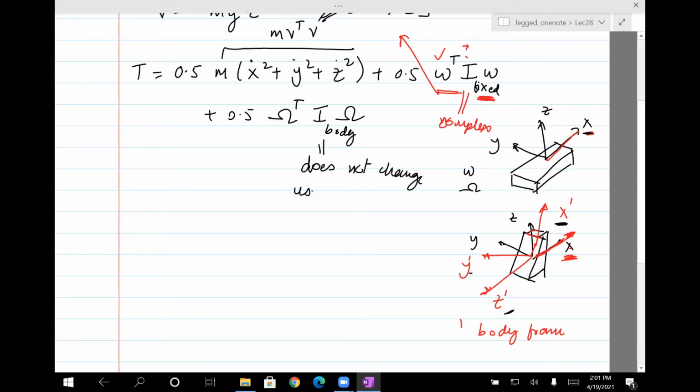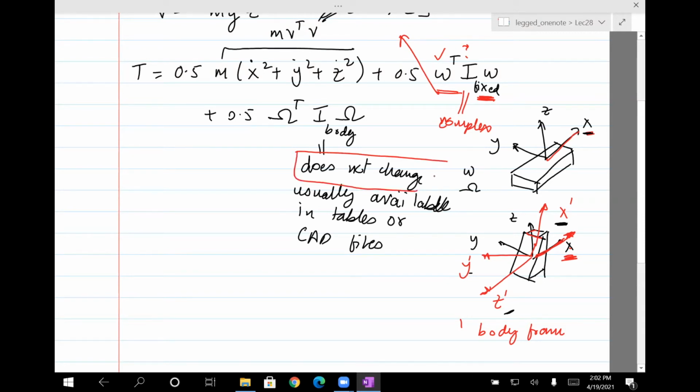And it's usually already available in tables. If you look in textbooks, they'll give you inertia about the principal axis. So that's the inertia you use. Or it is available in the CAD files. They will give you the principal inertia. So you're better off using the body frame inertia because it does not change as the orientation changes.